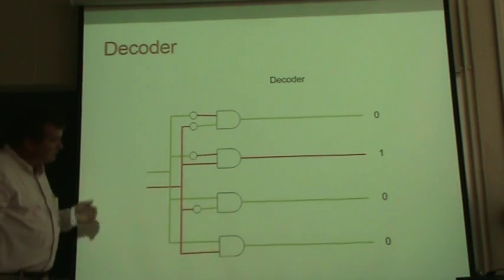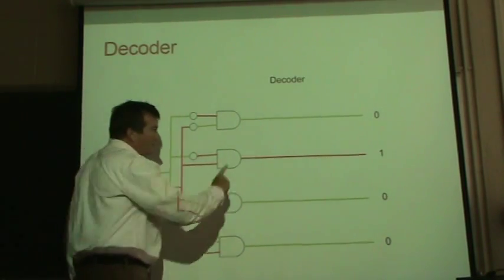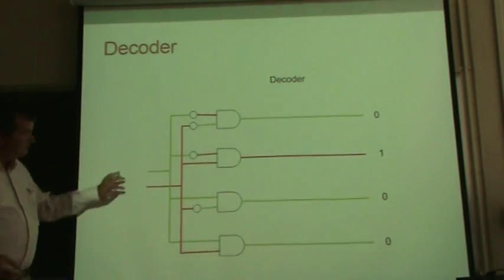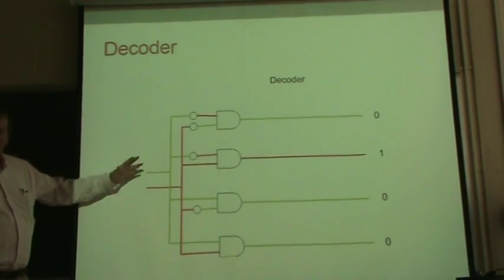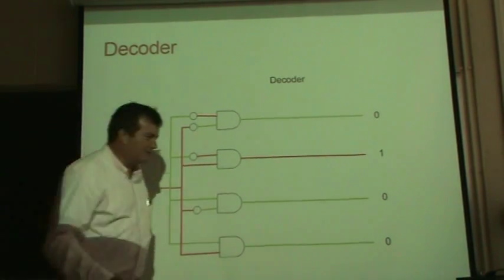And that gives us the opportunity to decide which one of these four lines we're going to turn on. So we can, based on the inputs we put here, any one of the four lines can be turned on. It's our choice. We have four possibilities.